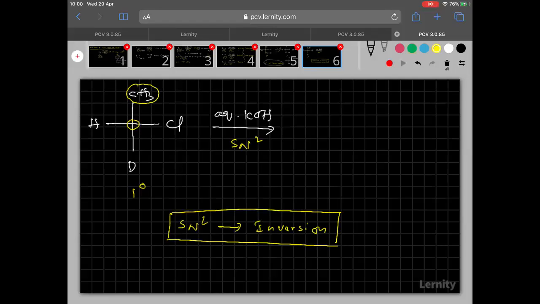Clear? So what is the product formed here? See clearly, the nucleophile attacks from the back side. At the back side hydrogen is there, it will come to the front side. Then the vertical line is constant. Clear? So this is the inverted product according to SN2 mechanism. Is it clear?